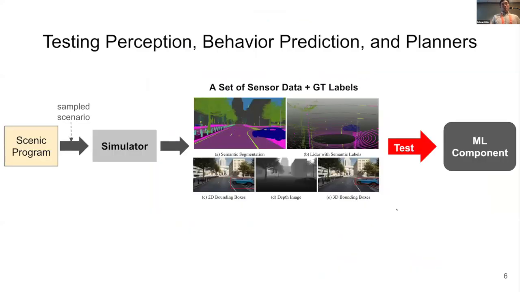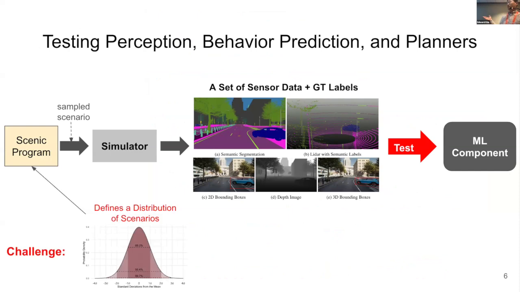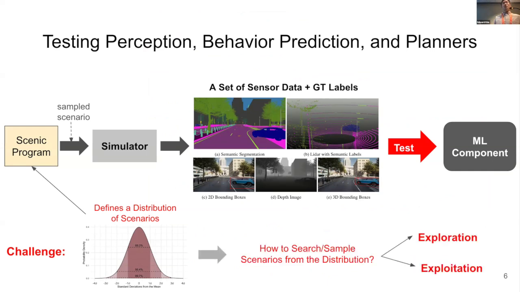So now to motivate why we may need Verify. Right now I just gave you an introduction as to how you may collect data using a SCENIC program. Now the question is, isn't that enough to test your potentially perception, behavior prediction, and planners? Well, there are some challenges to think about. For example, as you saw, SCENIC is not just modeling a concrete scenario, but a distribution of scenarios. So the question is, well, how are you going to search through this distribution? Potentially, you can sample infinitely many scenarios, especially if there are distributions over continuous variables.